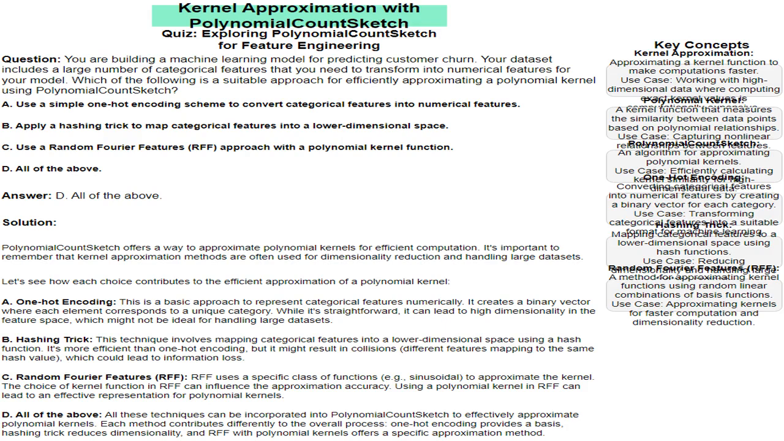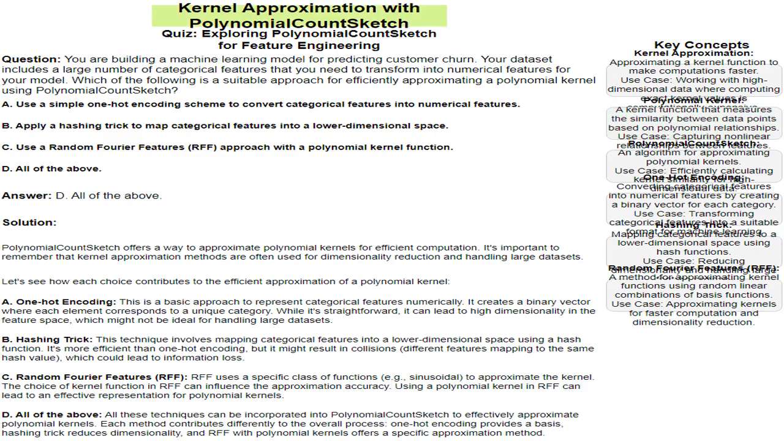Kernel approximation. Approximating a kernel function to make computations faster. Working with high-dimensional data where computing exact kernel values is computationally expensive. Polynomial kernel. A kernel function that measures the similarity between data points based on polynomial relationships, capturing nonlinear relationships between features.